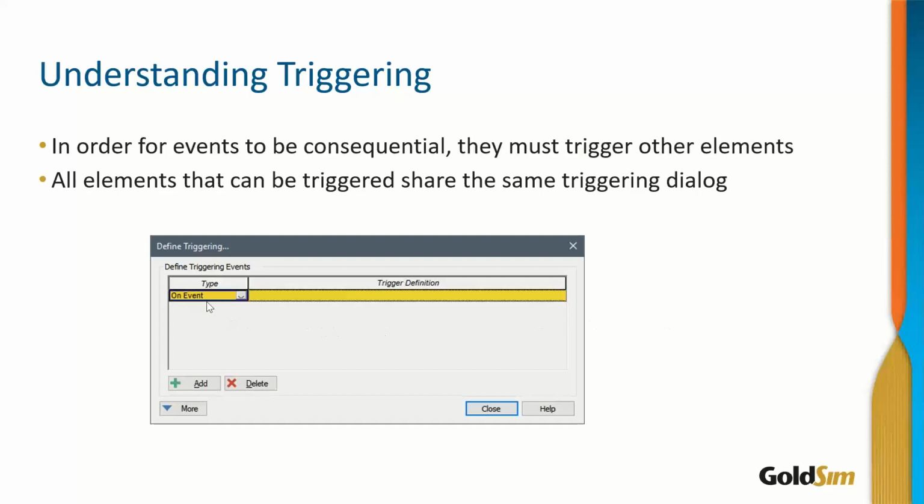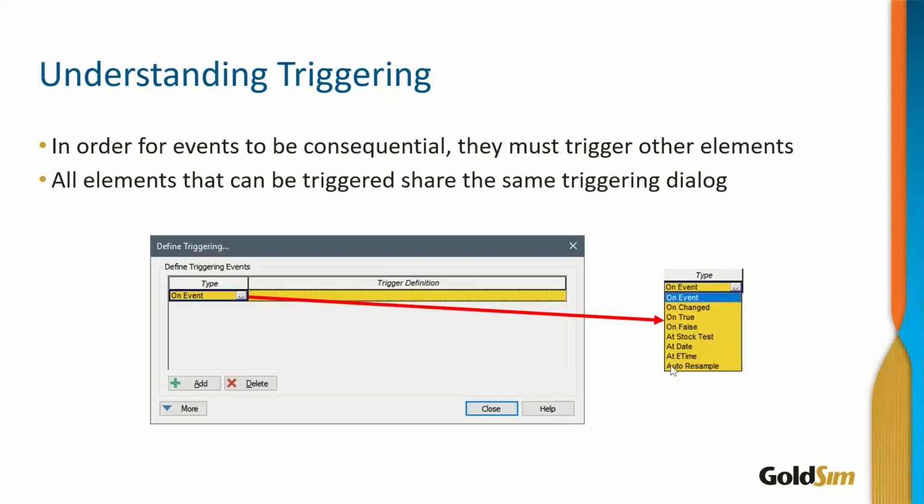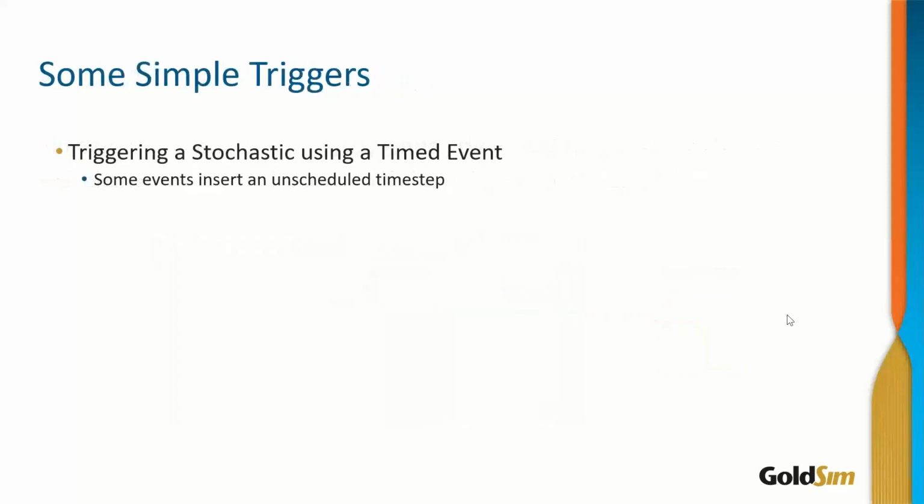And we're essentially going to say this is the type of event that's occurring, and we're then going to give it a definition. So this little drop-down list will have a number of options to define the type of event that you want to create. So let's create a simple trigger and then look at how it affects an element in our model.